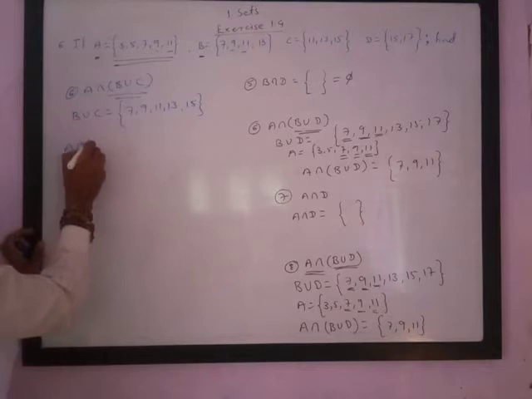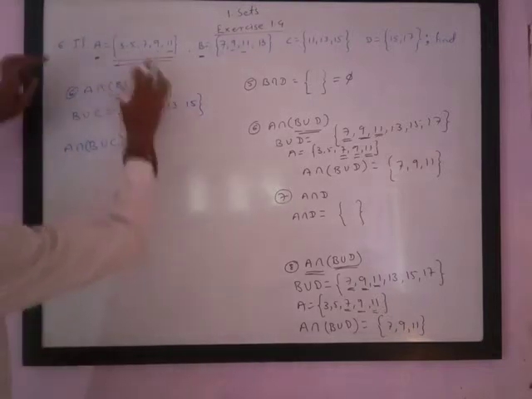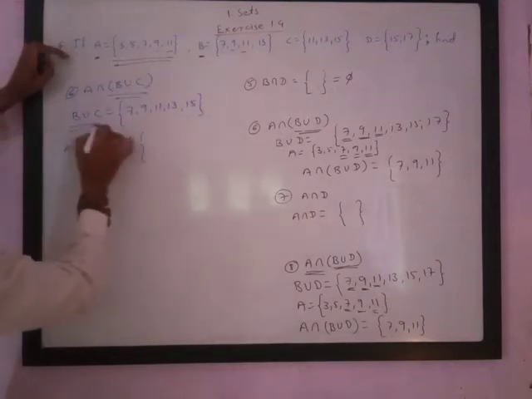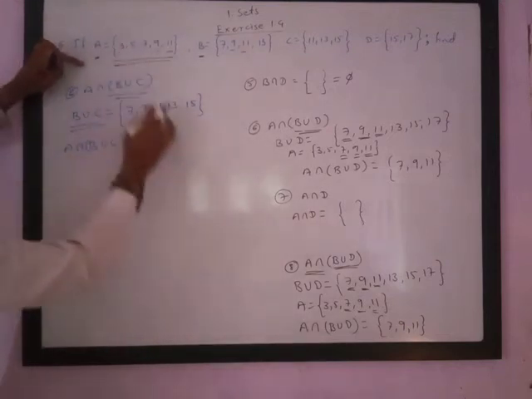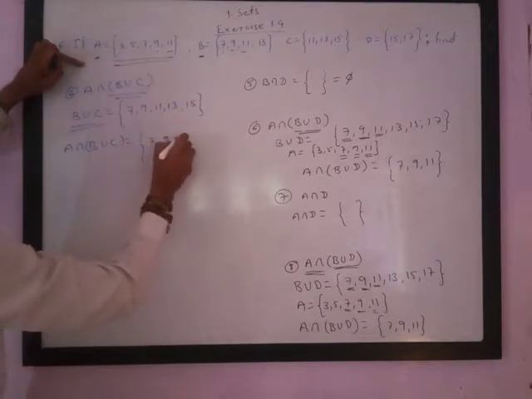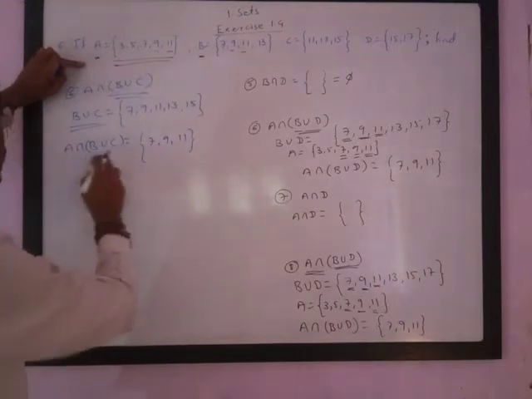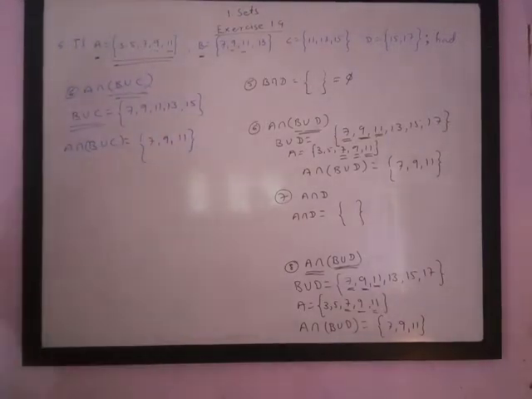Now A intersection B union C is equal to, A is this set and B union C is this set. So which are common to both the sets are 7, 9 and 11. 7, 9 and 11 are the common elements of A intersection B union C.